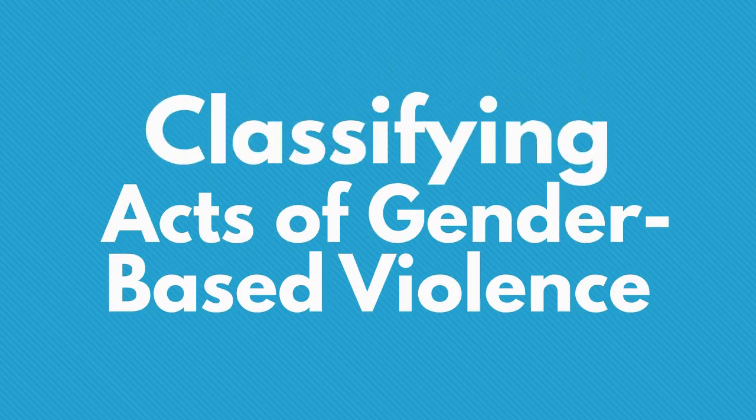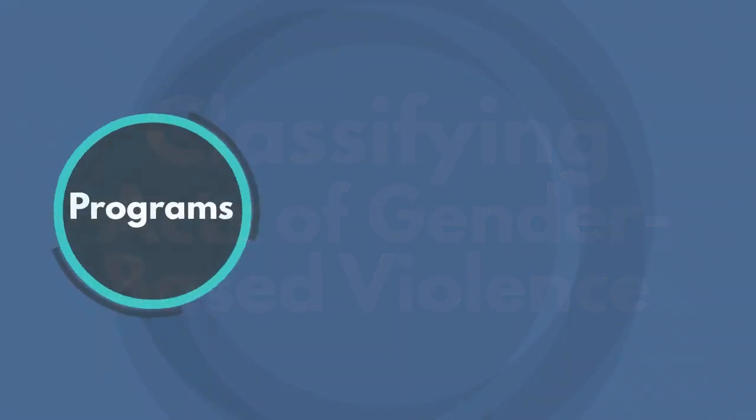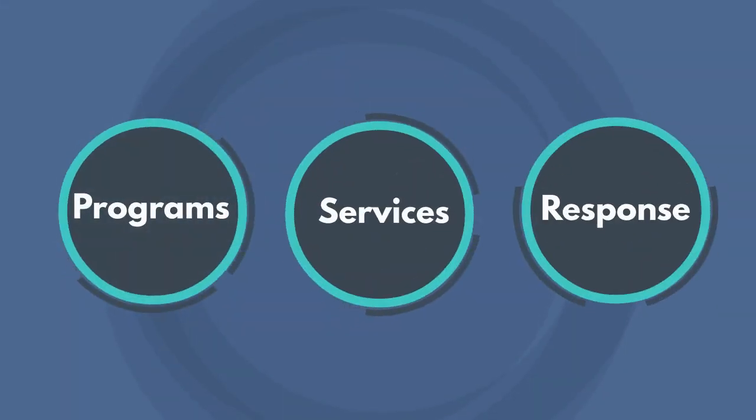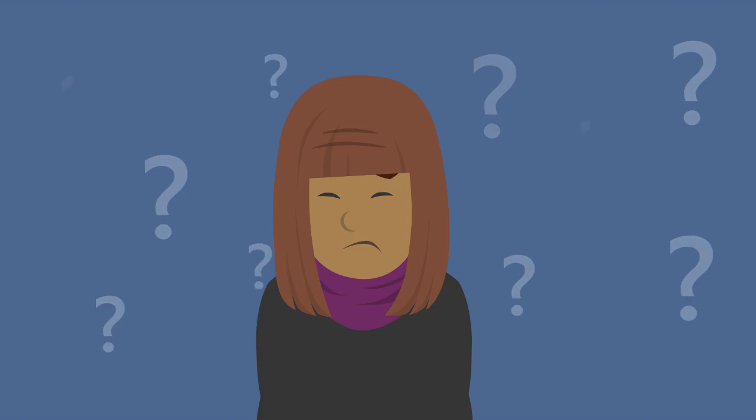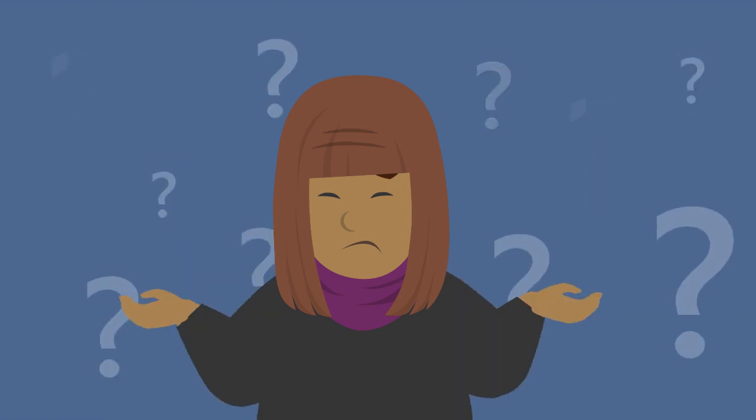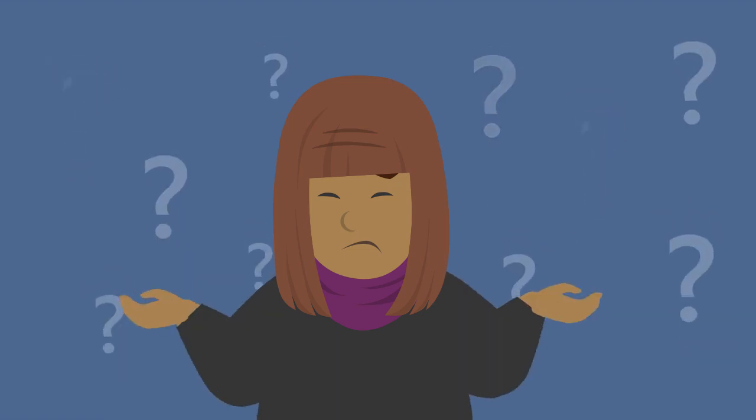Data collected in service delivery can be of great utility. Once analyzed, it can inform programming and improve services and the overall response. However, historically, there have been several obstacles preventing effective data use. Chief among them was the lack of a process for classifying acts of gender-based violence.